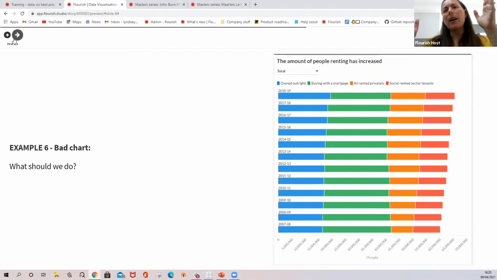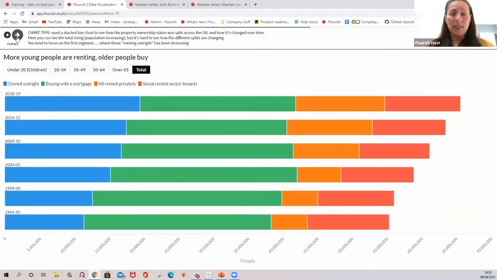This is a stacked bar chart where you're wanting to compare magnitudes, but you're looking at it split down into different groups. So this is looking at the number of people who own or rent their house over time. And this is the story that we want to tell in this example: more younger people are renting and older people buy. So we're designing to that message. And we want to have the property status splits across the UK and how this has changed over time. And so at the moment, the metric we're plotting is the number of people.